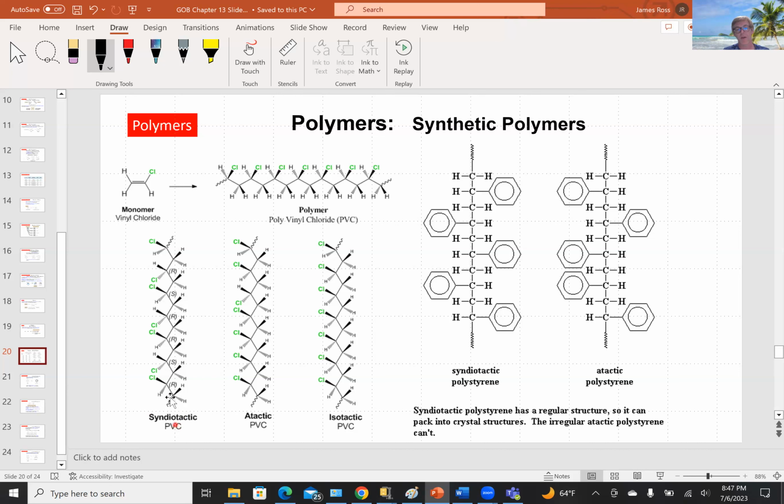Syndiotactic means they vary. If you look from bottom to top, again, the wedge towards you, the dash away from you, the wedge towards you, the dash away from you. They are in a regular pattern, but it's alternating up and down, up and down. So syndiotactic is a regular pattern, but it oscillates. Isotactic is an identical pattern, either up, up, up, up, or down, down, down, down. Atactic is random. It's a mixture of the two.